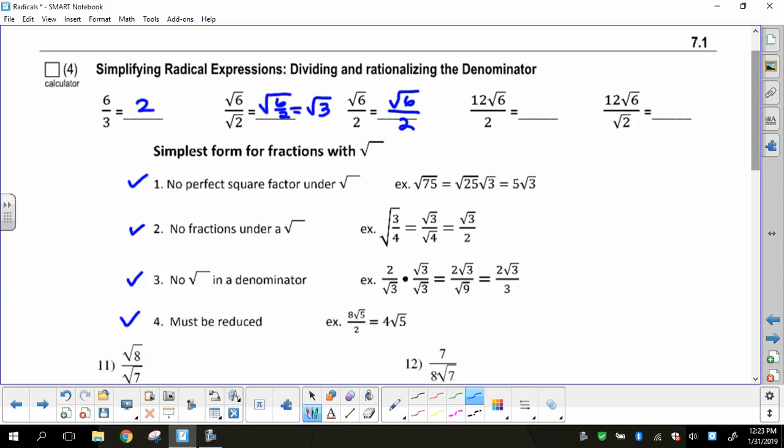On this next problem, you can see that there's a fraction in here that's not reduced. 12 divided by 2 is equal to 6. So we can write this as 6 times the square root of 6.